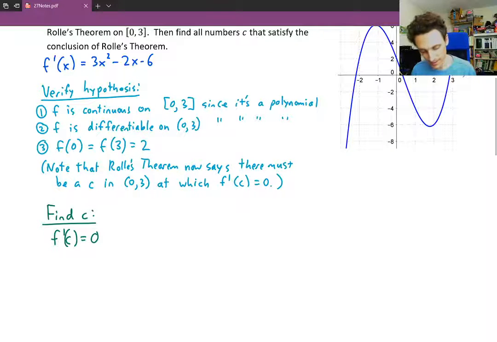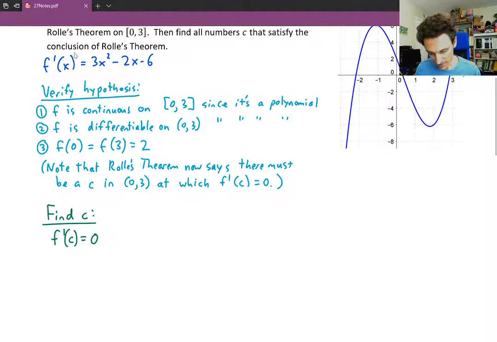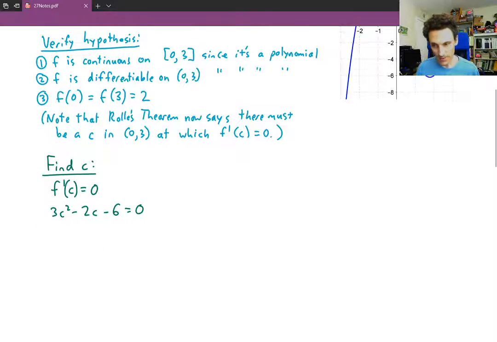Where f prime of c is equal to 0. All right, well, f prime of x is 3x squared, so that's 3c squared, minus 2x, that's minus 2c, equals 0. There's a quadratic we can solve. Doesn't quite factor though. All right, we're gonna have to break out the quadratic formula. Here goes.